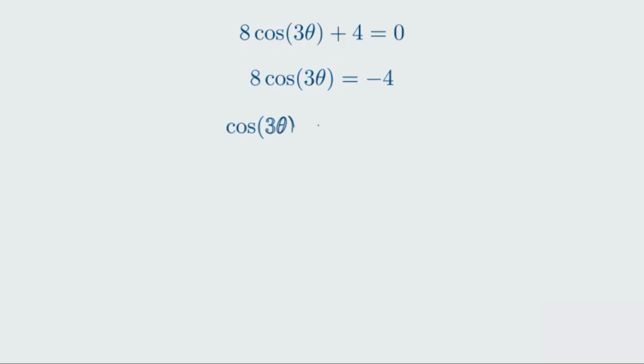Now that we've made the substitution and simplified the expression, we have a much simpler equation to solve. Our equation has become 8 times the cosine of 3 theta plus 4 equals 0. This is a basic trigonometric equation. We can easily solve for the cosine of 3 theta. Subtracting 4 from both sides gives us 8 cos 3 theta equals minus 4. And dividing by 8, we find that the cosine of 3 theta is equal to minus 4 over 8, which simplifies to negative 1/2. So, our task now is to find all the angles, theta, that satisfy this equation.